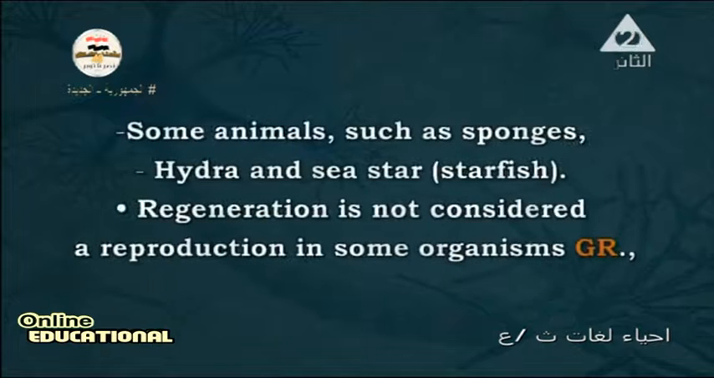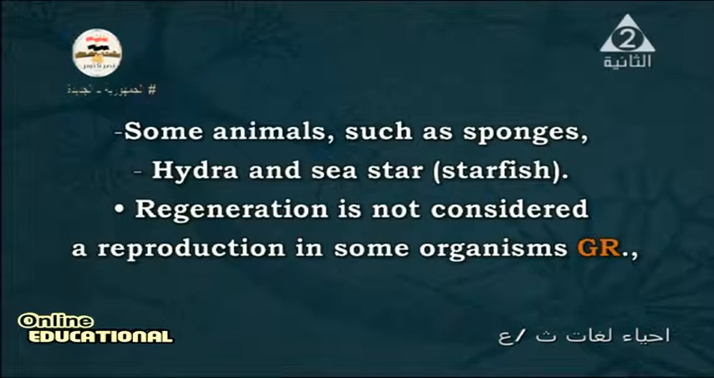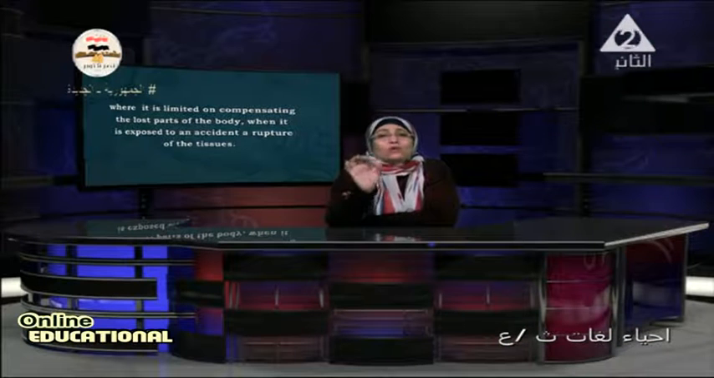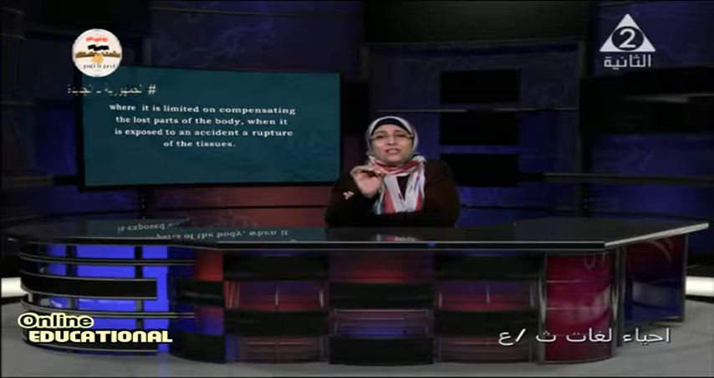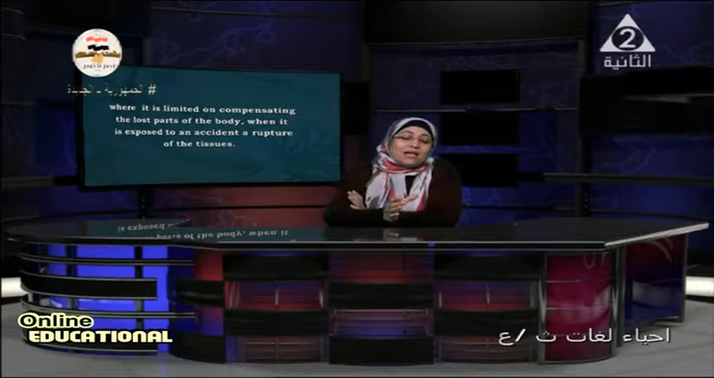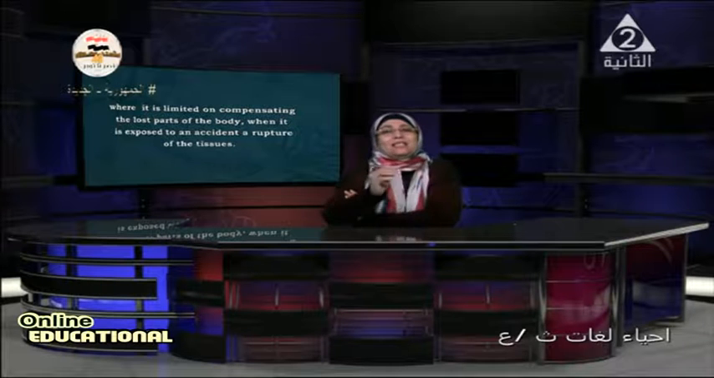Okay. Some animals such as sponges, hydra, and starfish. Regeneration is not considered a reproduction in some organisms. Why not consider it a reproduction? Because it is limited to compensating. It means that regeneration in some living organisms is not considered a type of reproduction, or a type of asexual reproduction. Why? Because it is limited to compensating the damaged part.